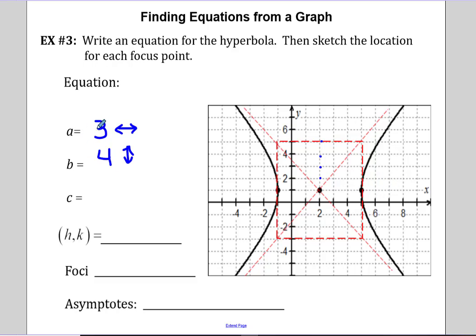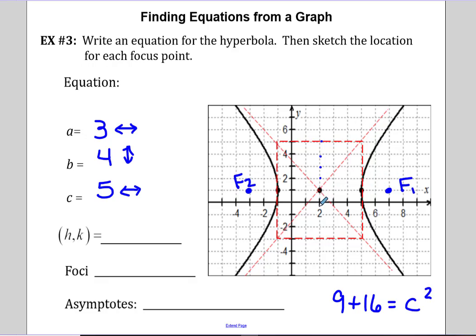So if A is 3, A squared is 9. And if B is 4, B squared is 16. So our C squared is 25, and the square root of 25 for C is 5 away from the center. So if we're 3 away here, there's the first focal point, and if we're 3 from the center here, then 2 more would give us our second focal point.